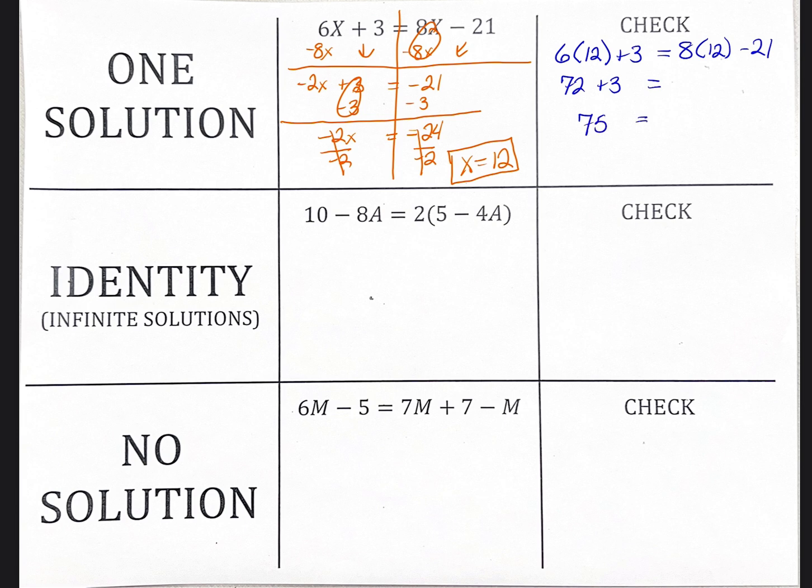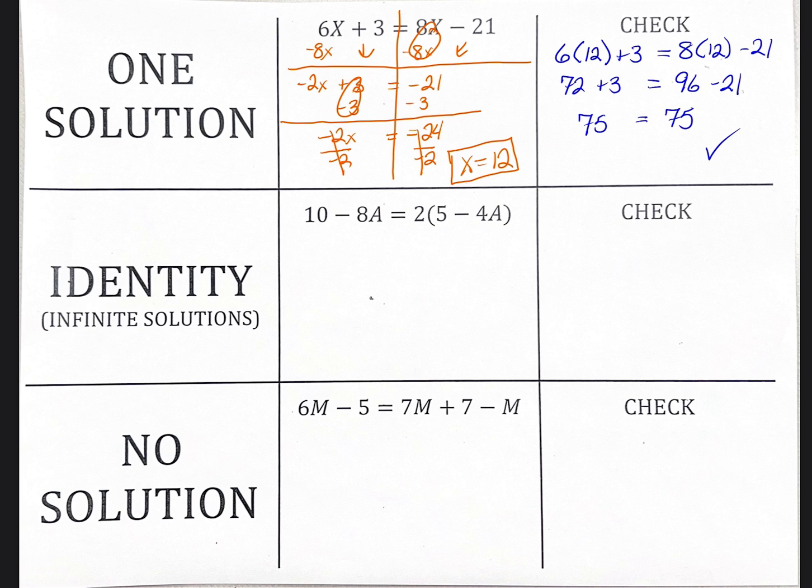8 times 12 is 96 minus 21. And 96 minus 21 is 75. So 75 equals 75, that is correct. So check, we know that the correct answer is 12.